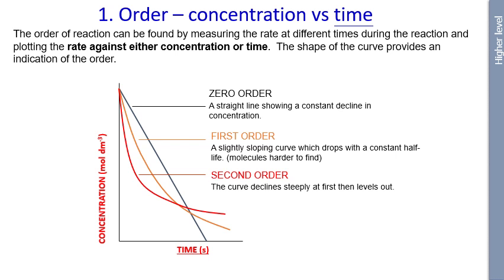If you plot concentration against time for a reactant, it would be zero order if it is a straight line. It is first order if it's slightly sloping, and second order if the curve declines steeply at first, then levels out. Remember, this is finding the order of one of the reactants. You'd have to do it for the other reactants to determine the overall order of the reaction.